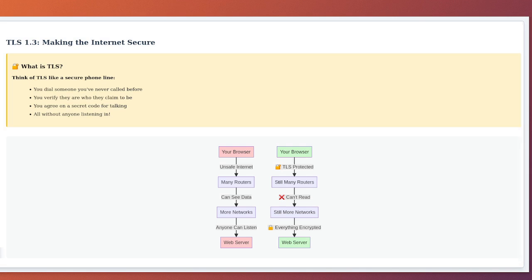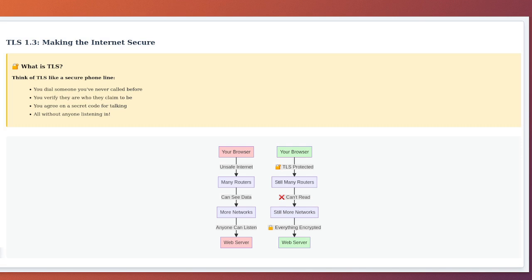I will use real numbers, small ones you can follow along with, to show exactly how this works. Instead of talking about keys that are 256 bits long, that is a number with 78 digits, I will show you the same concepts using numbers like 7, 13, or 23. The math works exactly the same way, just with smaller numbers that we can actually understand and verify ourselves.